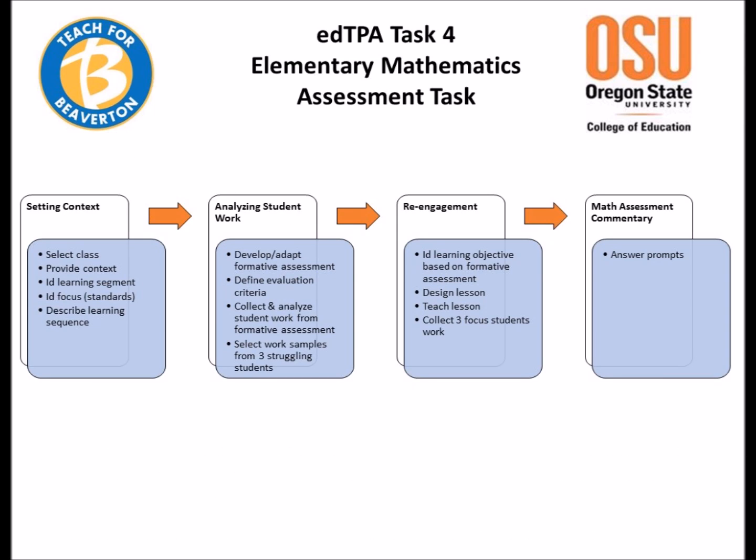This flow chart shows the different components of Task 4. First, you will describe the classroom setting and what you will be teaching. This is called setting the context. Your work with this section includes completing 2 specific templates. The second step involves developing or modifying a formative assessment and using this assessment to learn about what students know about a math concept or a procedure or problem-solving skill already. Re-engagement informed by the formative assessment is the third step. And finally, you'll be asked to answer specific prompts related to this process in the math assessment commentary.